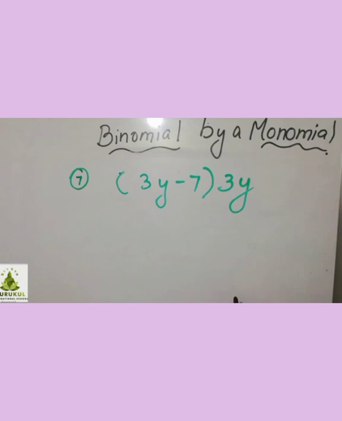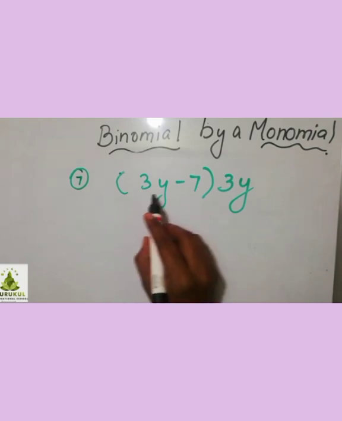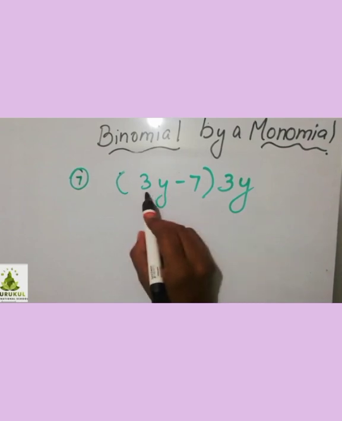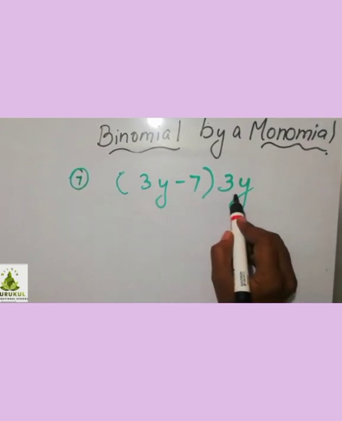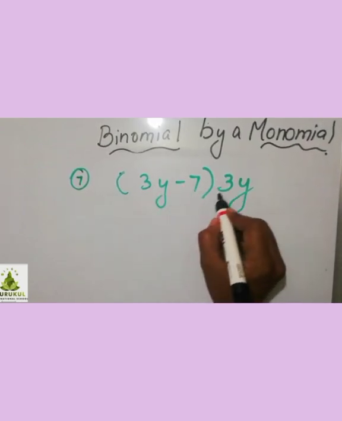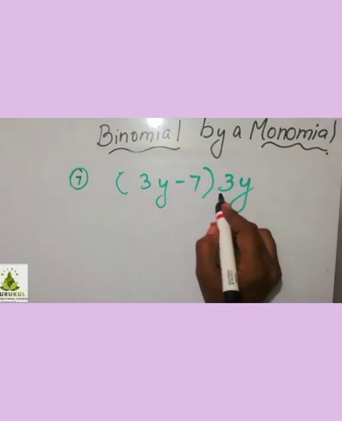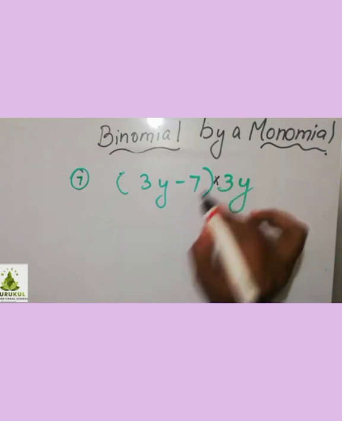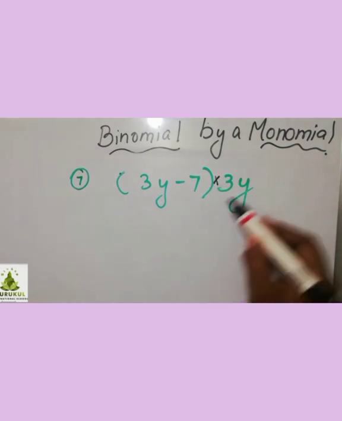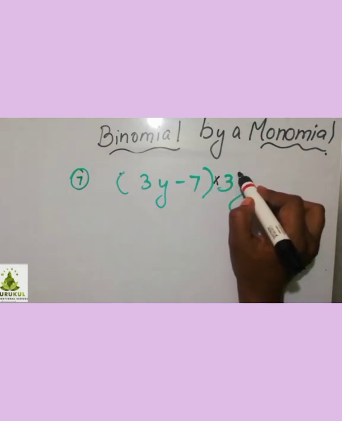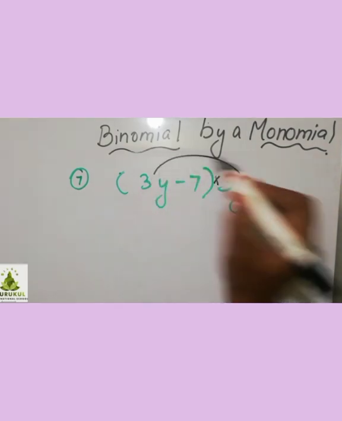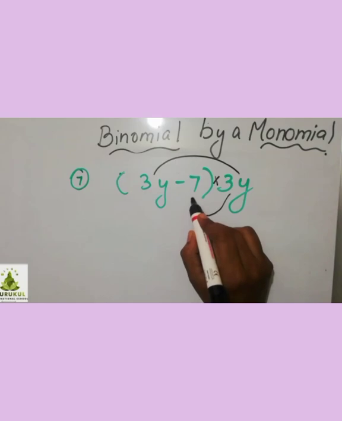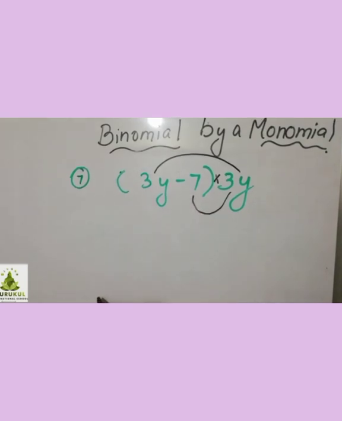Binomial by a monomial multiplication. This is a binomial, two terms here, first term, second term in this expression. So this is a binomial, this is a monomial. This means this full term into 3y. Is it clear to you? This means this full term into 3y. Means this 3y you have to multiply with the first term, then you have to multiply 3y with the second term. Is this clear to you?